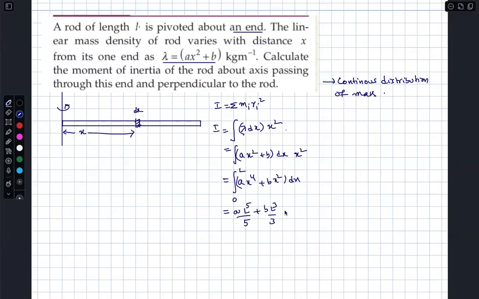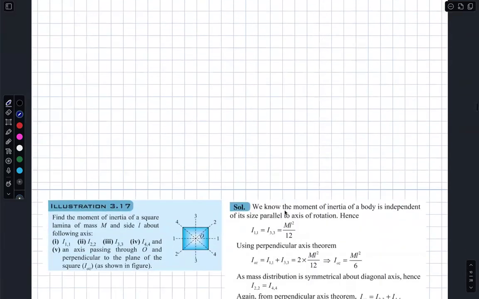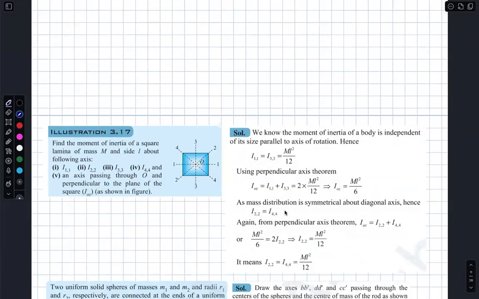So now I just want to give you a model on linear distribution of mass. This is a linear distribution of mass. Right. So this is about the first question. We'll work on one more question.